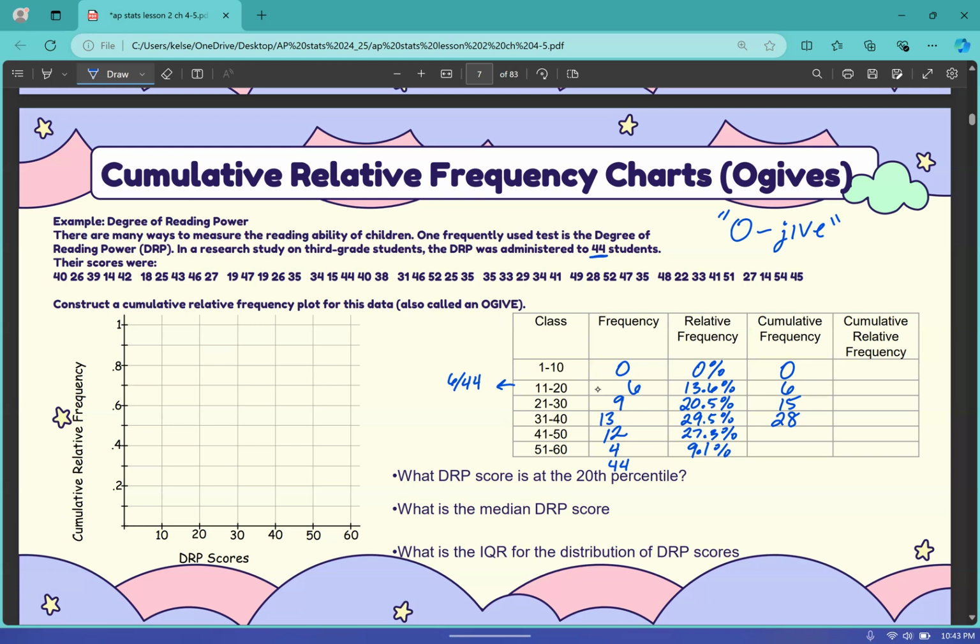When you get to the next box, you add on 12, so you've collected 40 results. And then we have 4 more. So by the time we get to the highest score, we've collected all 44 results. So cumulative means that you are adding on as you go down the column.